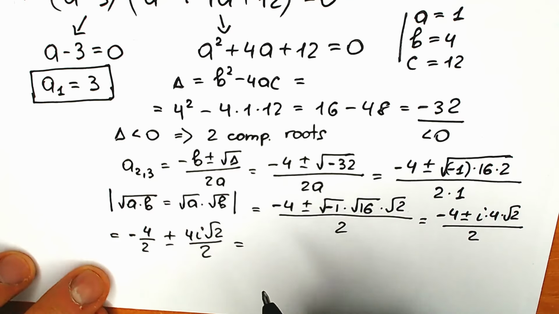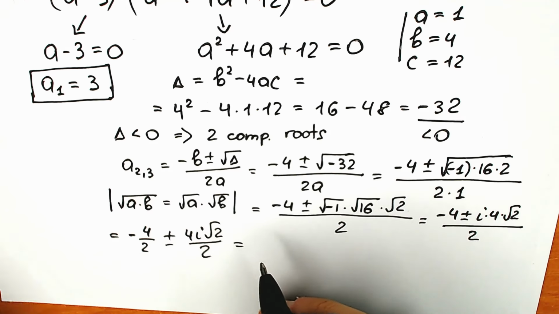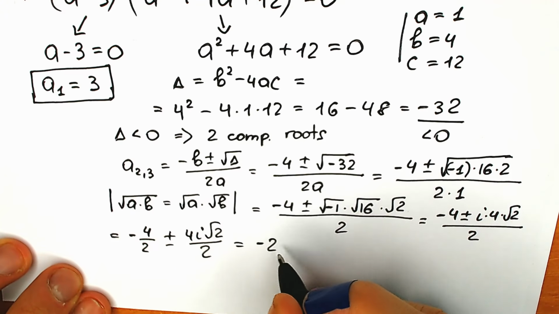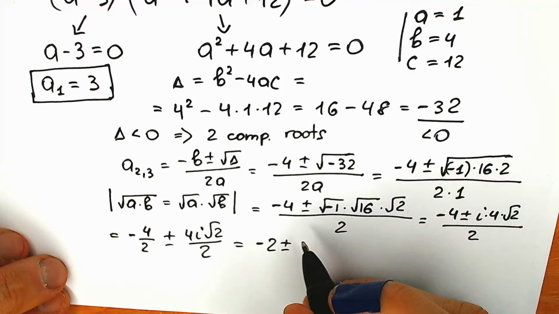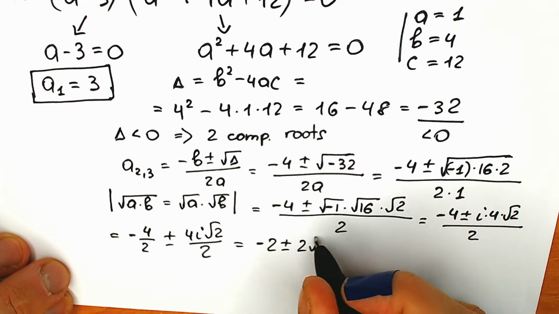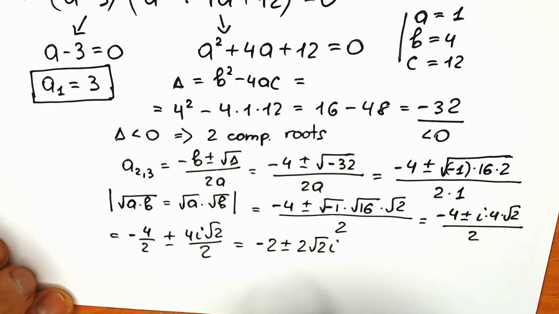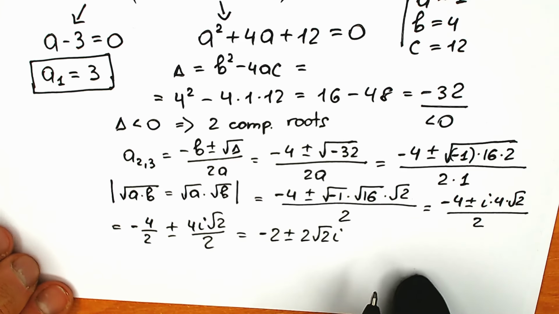And from here we have our two roots. So we have minus 2 plus minus 2i square root of 2, or 2 square root of 2 times i, doesn't matter. Let's write it, for example, like that. And these are our two complex roots.